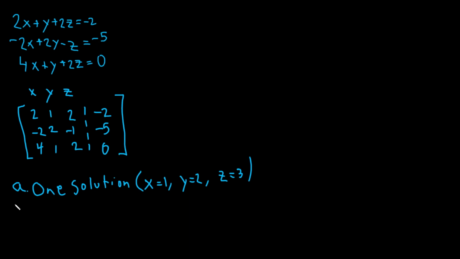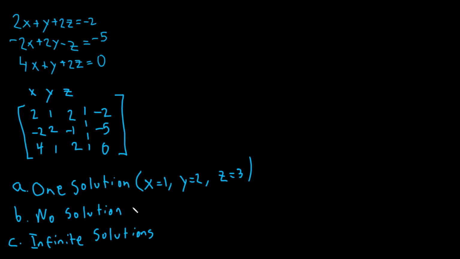The second case is that we could have no solution to this system of equations. If we have no solution, there's no set of values for these variables that satisfy all three of these equations. The third case is that we could have infinite solutions. Here, there are infinite sets of values that satisfy all of these equations. To tell which of the cases we're dealing with and to obtain the one solution or infinite solutions, we need to apply a method called Gaussian elimination.